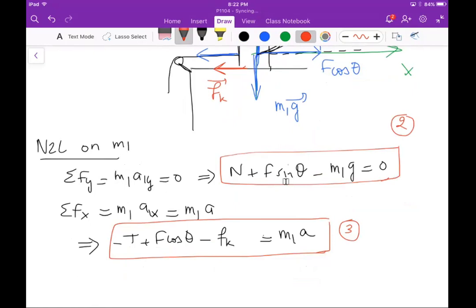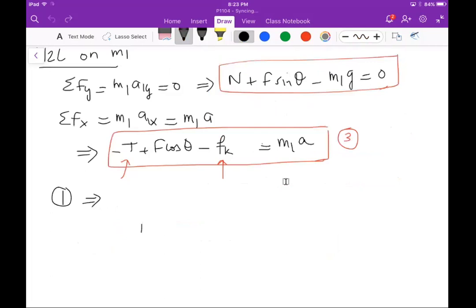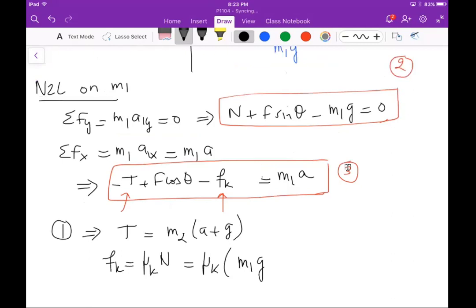First of all, equation number one gives us that T is equal to M2 times A plus G. Then we know that the kinetic friction Fk is nothing else than mu K times N, and we can deduce the N from equation number two. So this equals mu K times, if you look at equation number two, N is nothing else than M1 G minus F sine theta. So mu K times M1 G minus capital F sine theta.